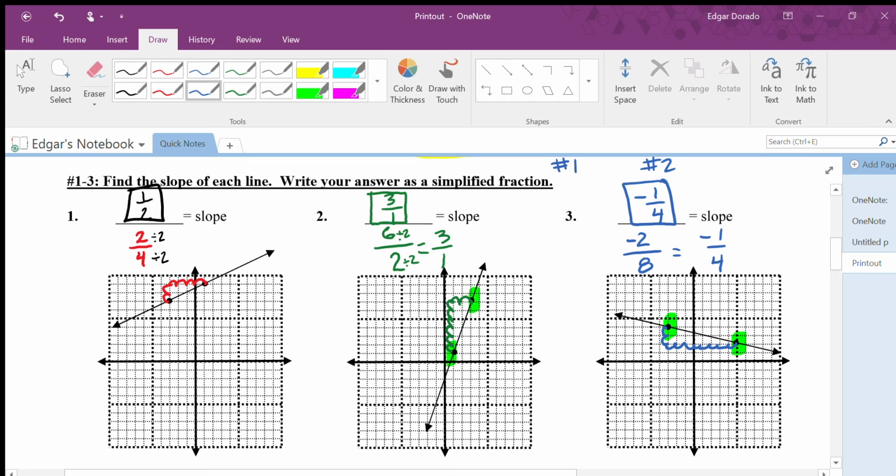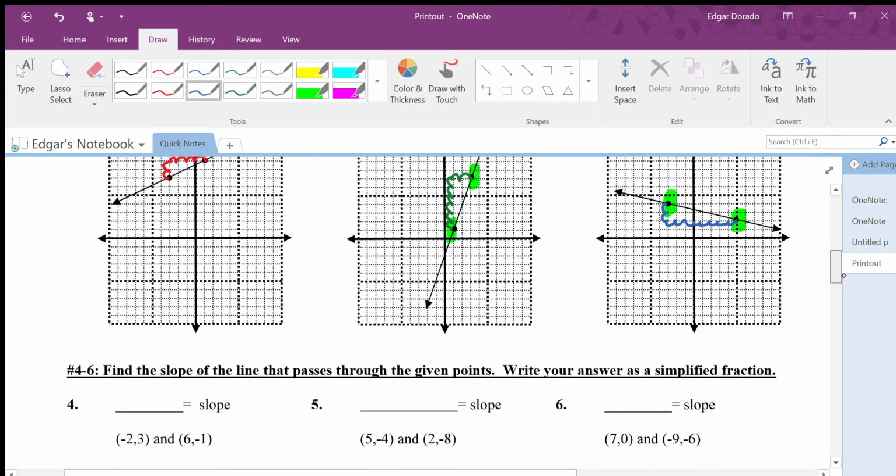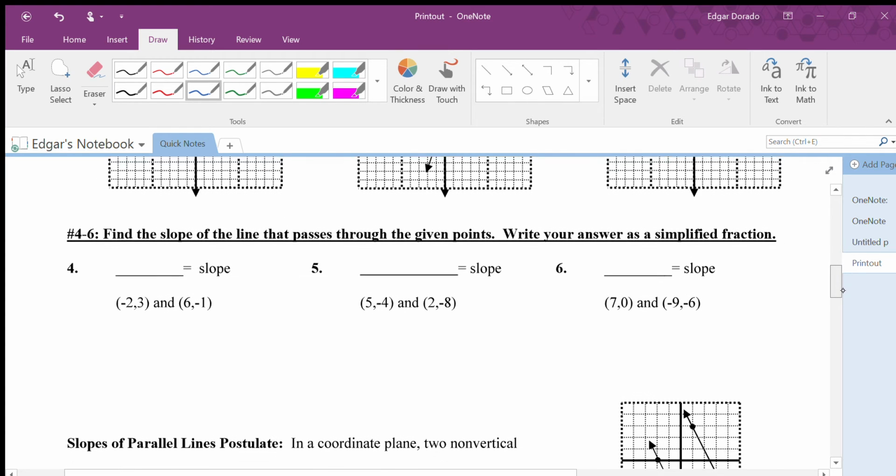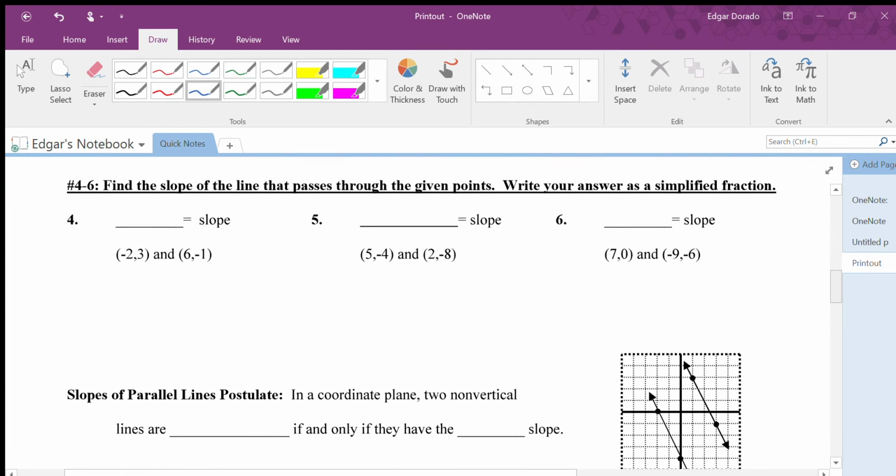Notice all of these are fractions, and the reason why is because slope is a ratio, one number above the other. Okay? This is where our formula is going to come into play. That's the reason why I helped you define it at the very top. So let's see what we're being asked. It says find the slope of the line that passes through the given points. Write your answer as a simplified fraction.